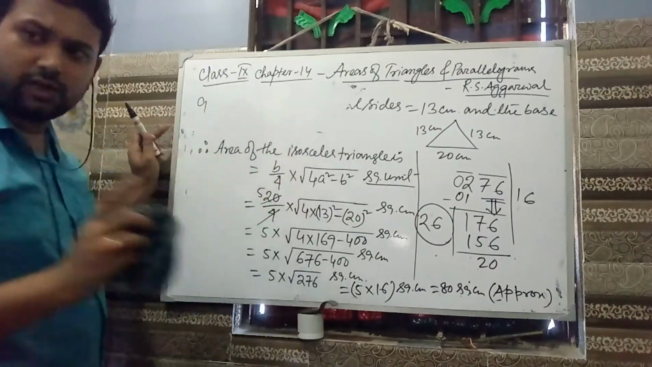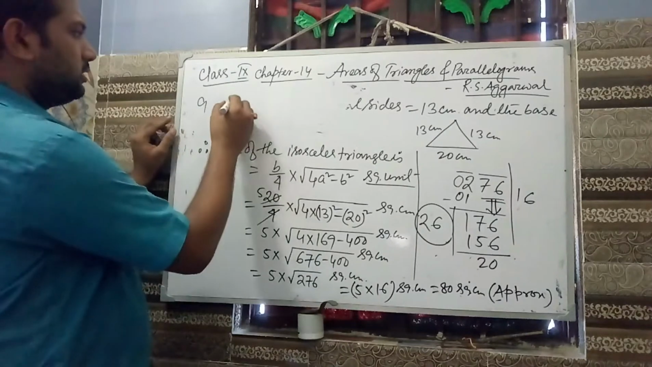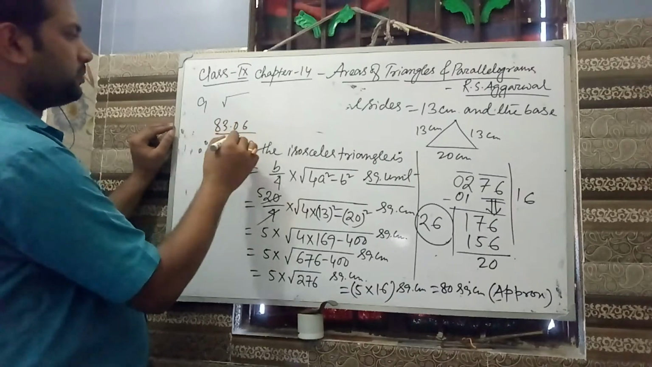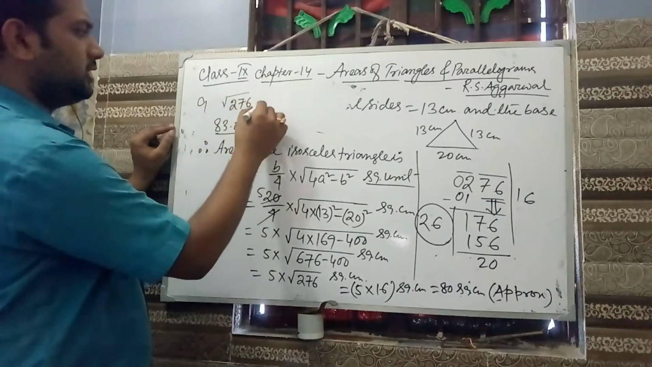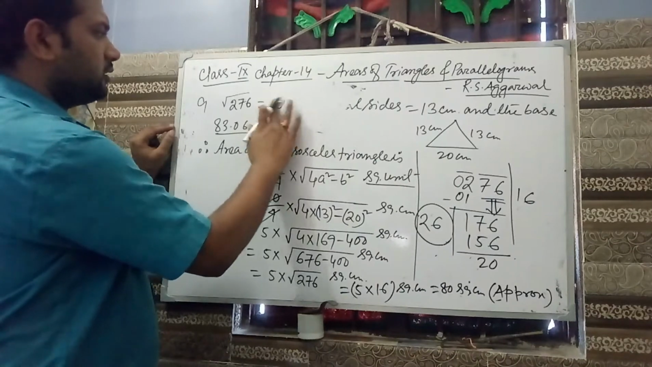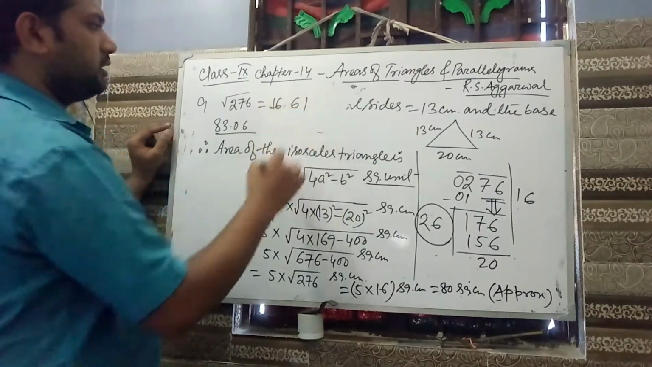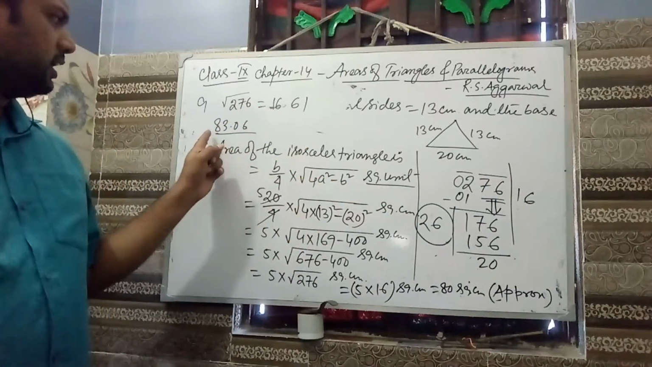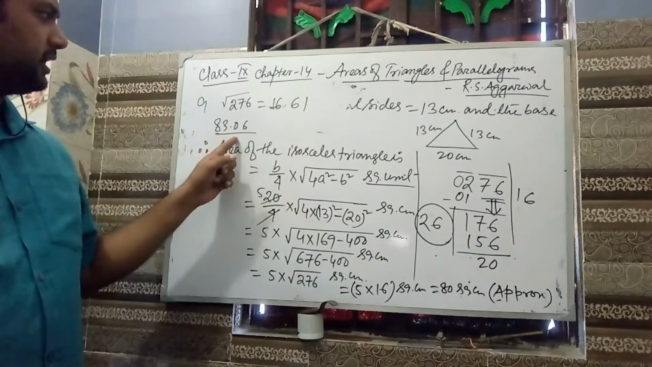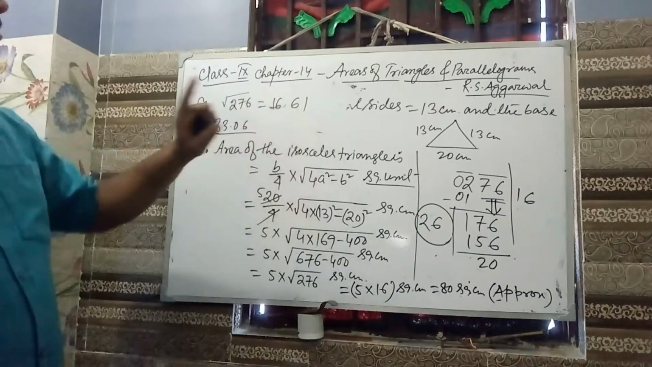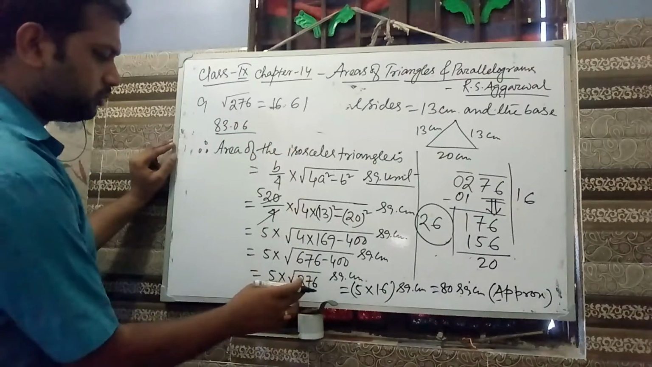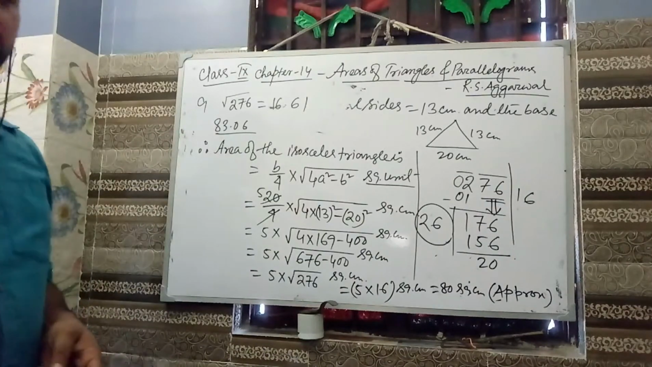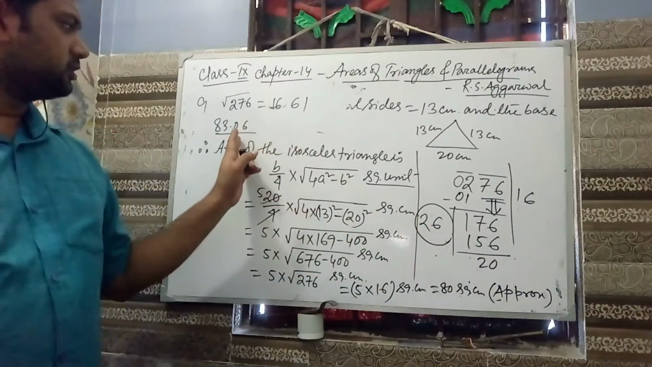Look, our answer is also correct. In the book, the result is 83.06. Why? Root over 276, they have taken 16.61. Approximated value 16.61. So if we multiply 16.61 and 5, then we will get the answer. Okay. So this is also correct and that one is also correct.